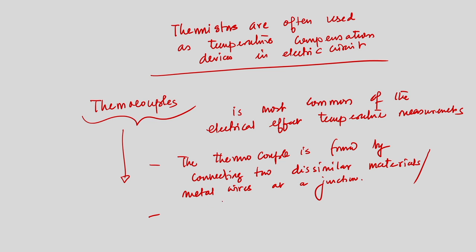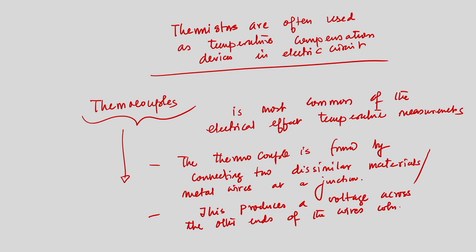So, next one is at a junction. Next one is that this joining produces a voltage across the other ends of the wires, which is a function of junction temperature. Right.